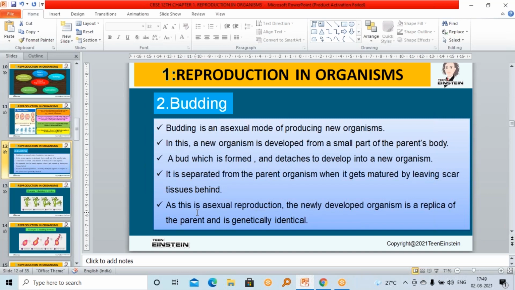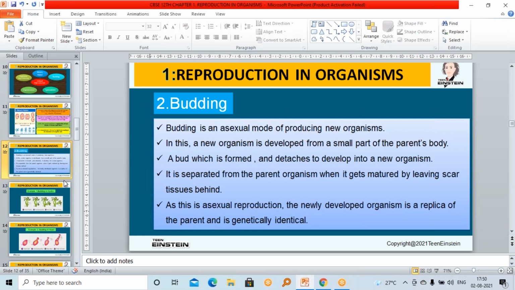First, a bud is formed that detaches to develop a new organism. First, one bud will form, it will grow and it will detach, and it will form a new organism. It is separated from the parent organism when it is matured. See, first bud will form, then it will attain maturity, then it will get detached from the parental organism and it will form an individual or new organism. And this is asexual reproduction.